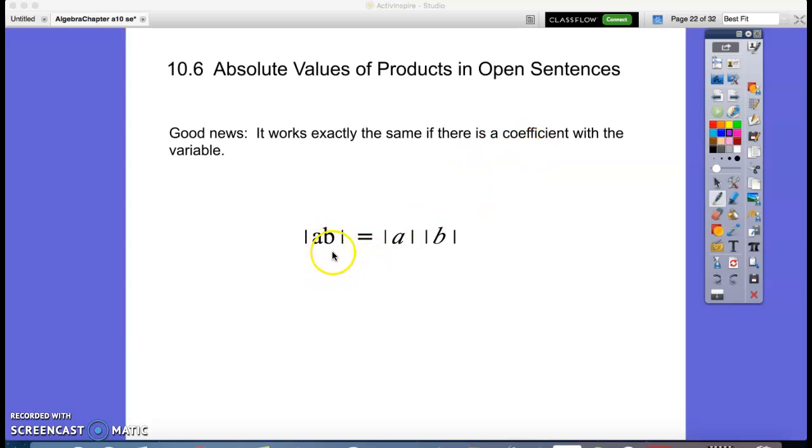The other property that I want to mention is that the absolute value of AB is the same as the absolute value of A times the absolute value of B. So the absolute value of a product of two numbers is the same as the product of the individual absolute values. This will come in handy, so I thought it's good to know.